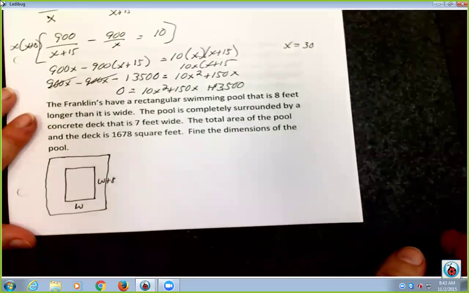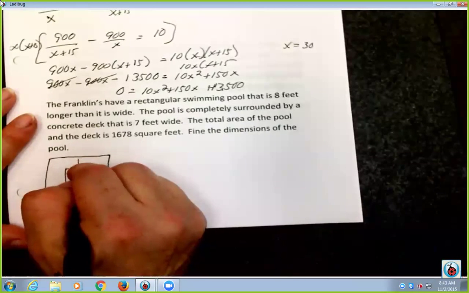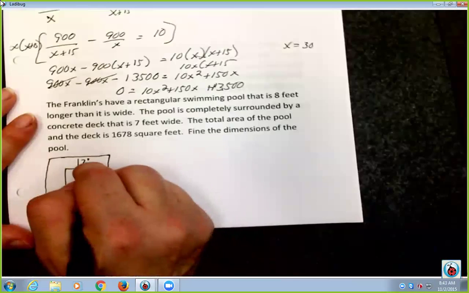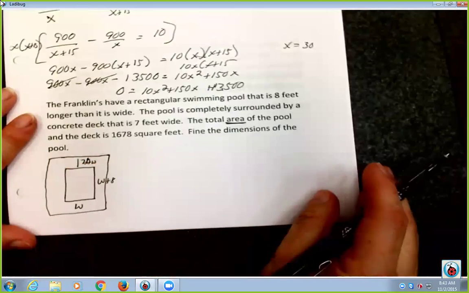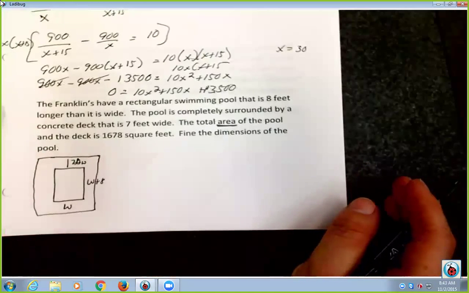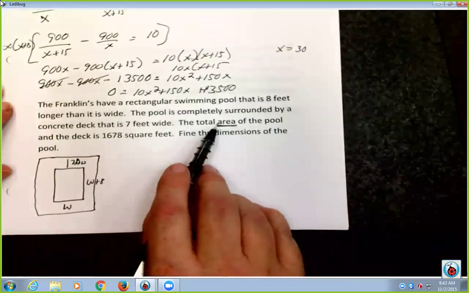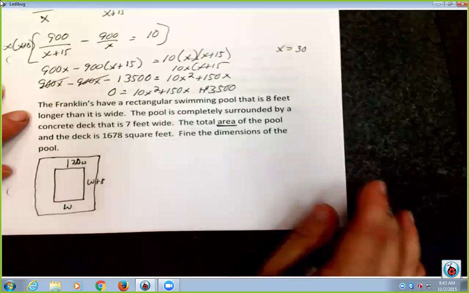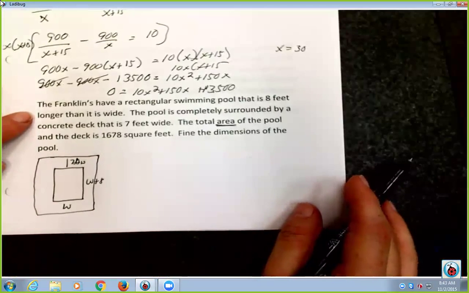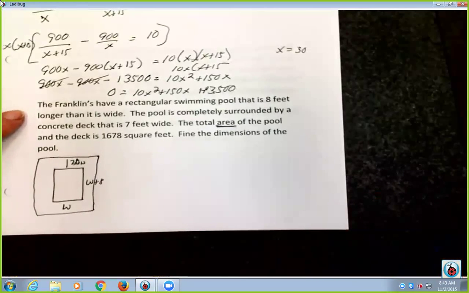Oh, concrete deck goes around there. And that deck is 7 feet wide. The total area, this one's a little different because it's not the Pythagorean theorem. The total area of the pool and the deck is 1,678 square feet. Find the dimensions of the pool.